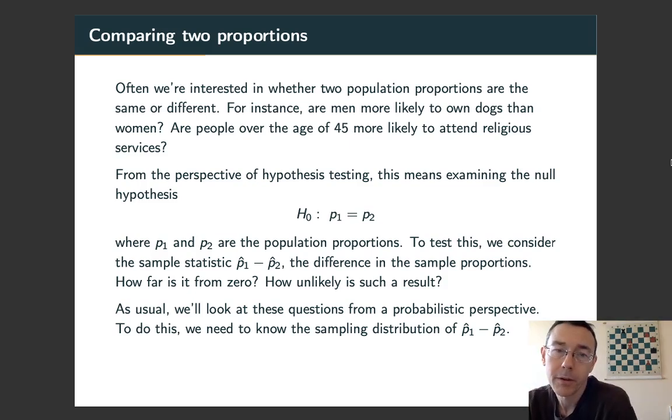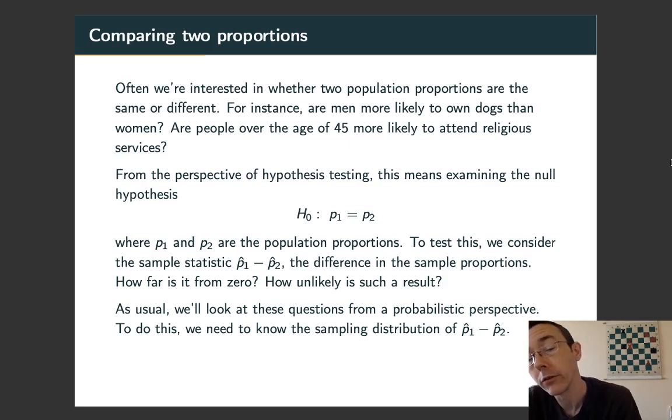This means we're examining a specific sort of null hypothesis in our significance tests. H naught is going to be P1 equals P2. The population proportions are the same. As usual, we're going to test a null hypothesis like that by gathering sample data. We're going to get P1 hat and P2 hat, the proportion of successes in each of two samples from each of the two populations.